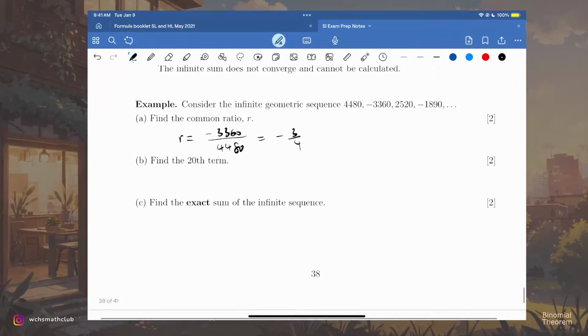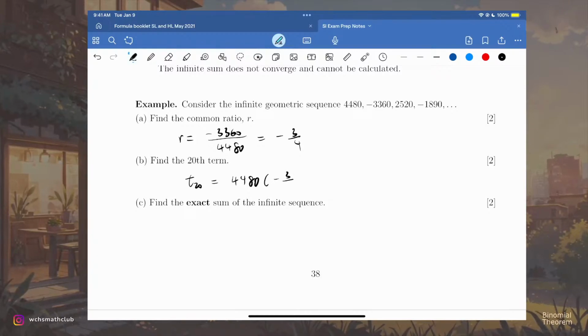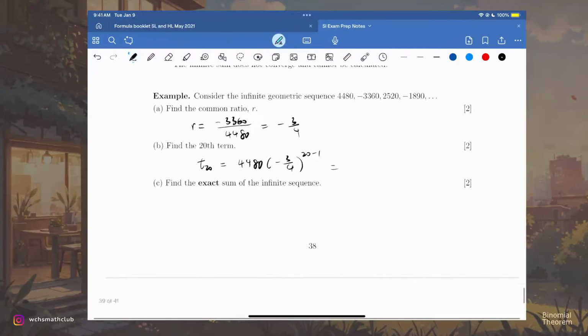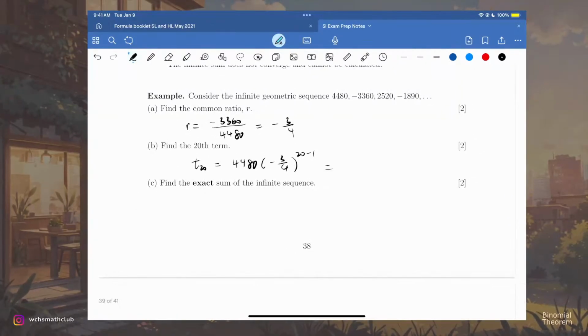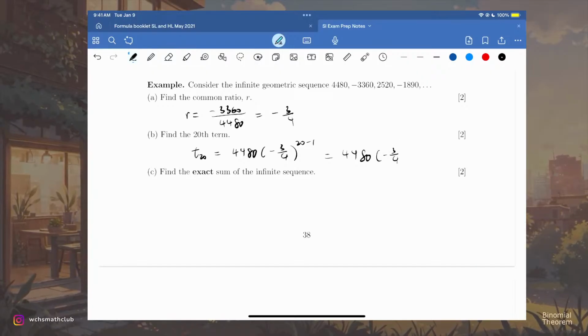Find the 20th term for part B. So t20 equals the first term, which is 4480, times the common ratio, negative 3 over 4, to the power of 20 minus 1, which is 19. This is a very big number that is hard to express in simpler form, so we simply write it as 4480 times negative 3 over 4 to the power of 19.